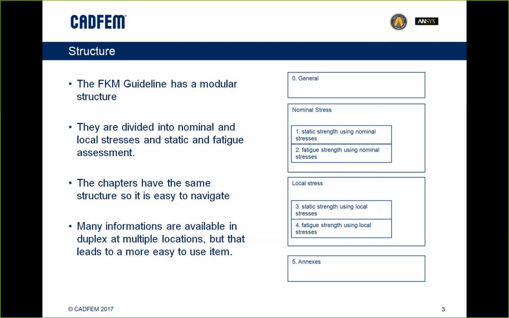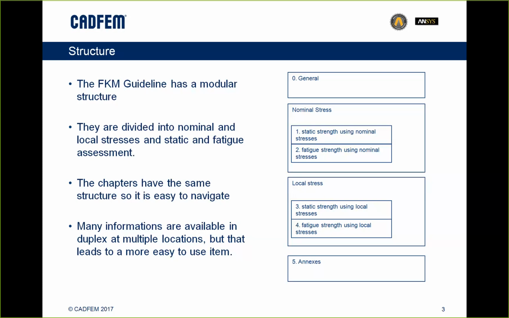Good. The guideline itself is a modular structure. First, there are some general items, and in the general items, there are the limitations of this guideline. The FKM guideline is limited to steel and aluminium. So if we have different materials, we could use the procedure, but we could not use the guideline directly because there would be no database behind it, so we could not be sure that every other material will behave like steel or like aluminium. And then the guideline is divided into two major sections.